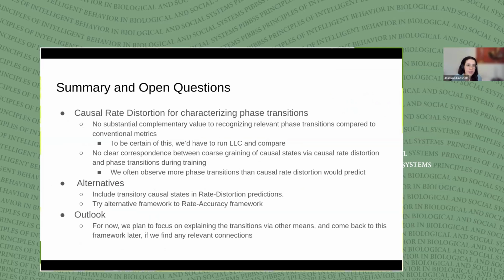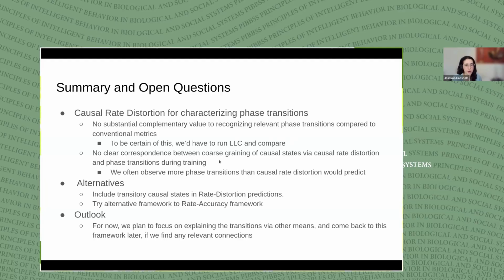that brings me to my final slide of summary and open questions, which I've discussed to a large extent recently. So from causal rate distortion for characterizing phase transitions, at least for the two frameworks that we used and adapted to transformers, we found no substantial complementary value to recognizing relevant phase transitions compared to conventional metrics. And of course, to be able to be more certain of this, we could run a metric like the local learning coefficient and compare to that.